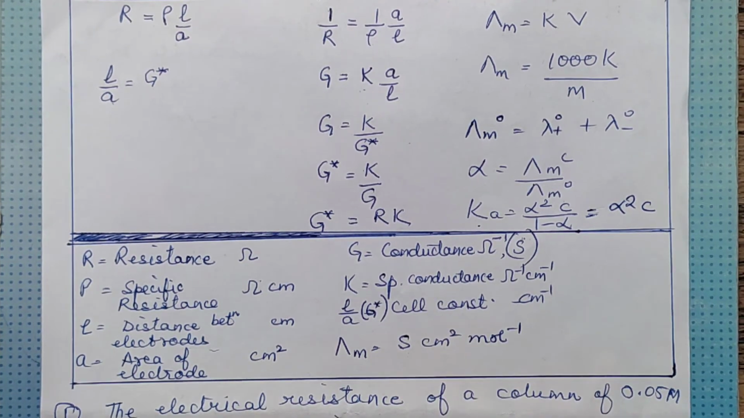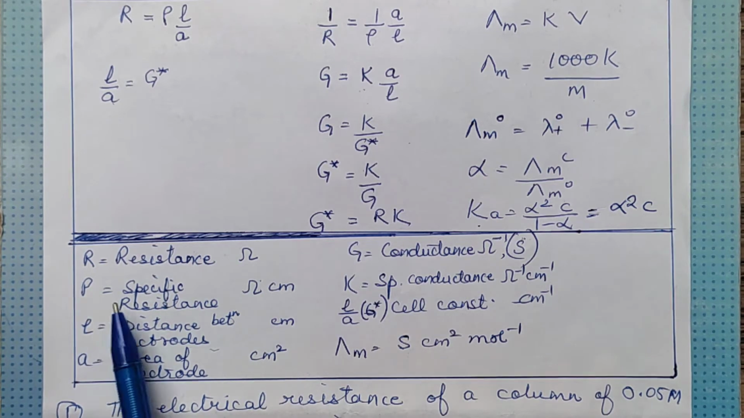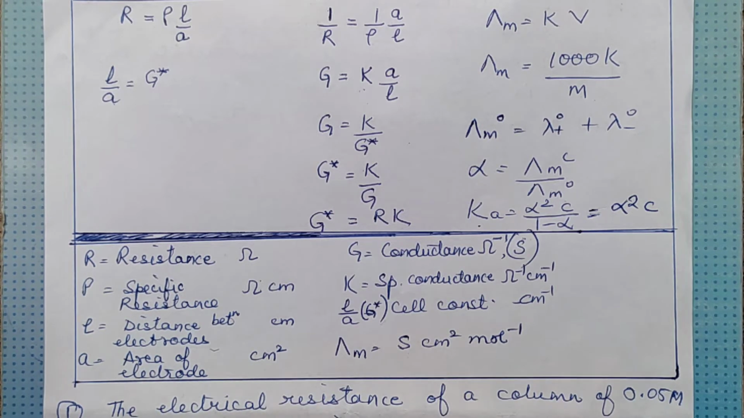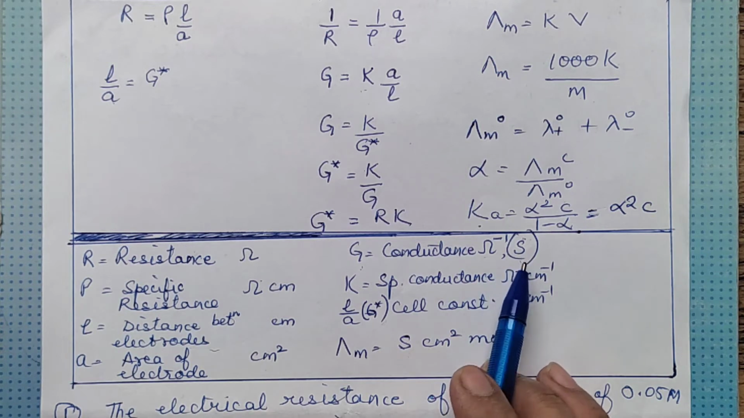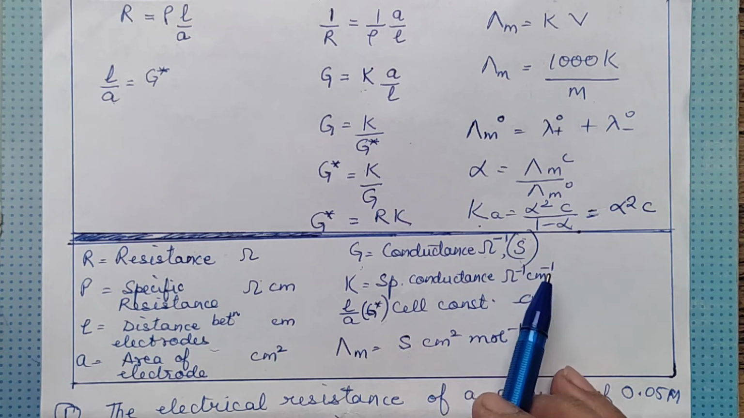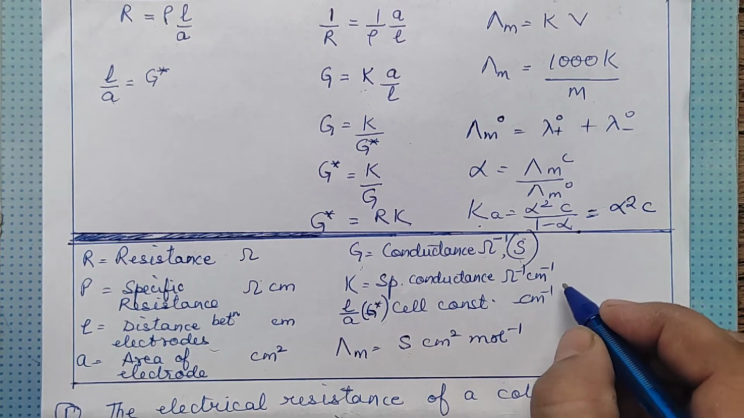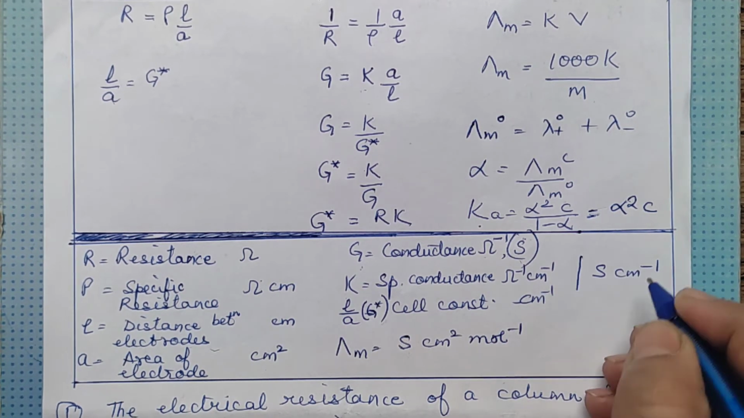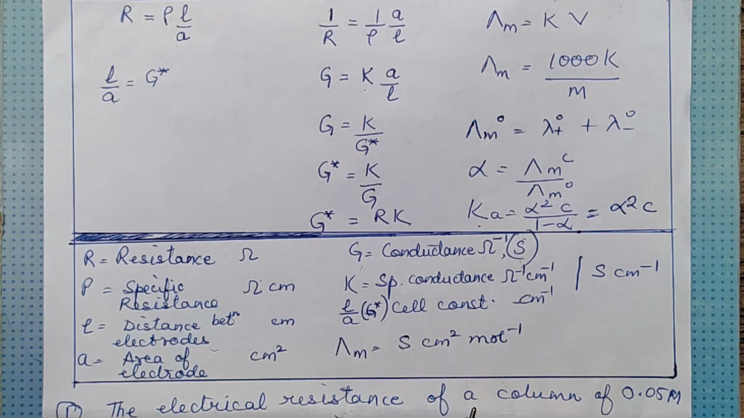So just have a look at the units. Resistance is given in ohms. Specific resistance rho is ohm centimeter. Then this length and area. Then conductance is per ohm. Per ohm is also written as Siemens. Specific conductance is per ohm per centimeter. Instead of per ohm, you can also write Siemens per centimeter. Then too it is fine. Then cell constant is per centimeter. Then lambda m is Siemens centimeter square per mole.